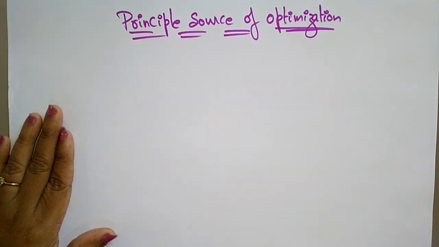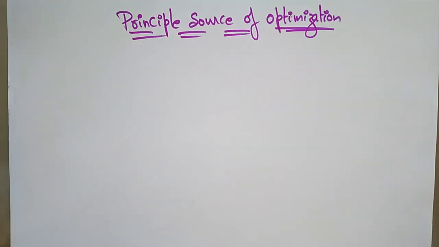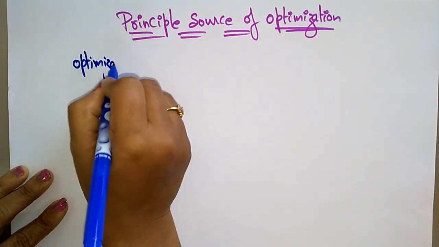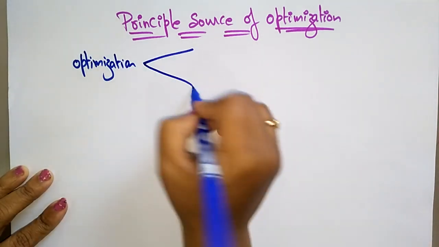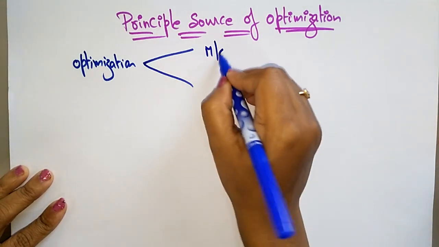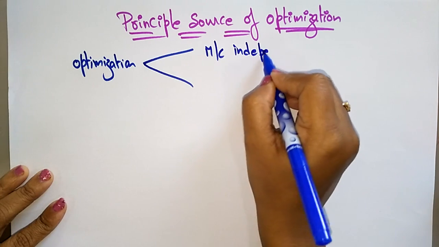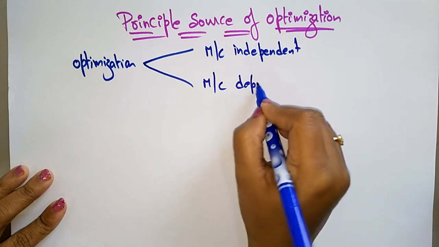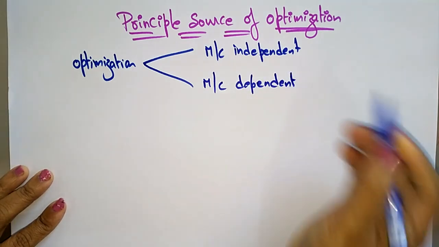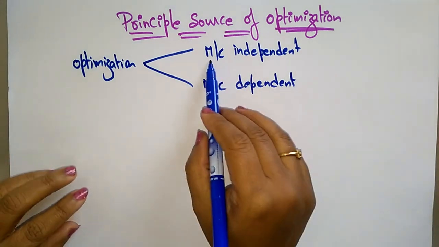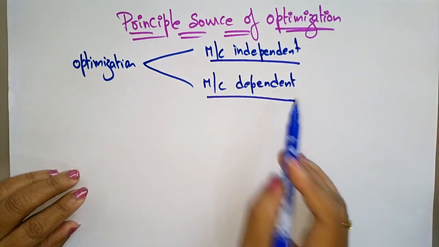Now let's see the optimizations. Optimization is classified into two categories. So what are the two categories? One is machine independent optimization and the other is machine dependent optimization. If you want to reduce the code and make the program run faster, that can be done with the help of machine independent or machine dependent optimization.